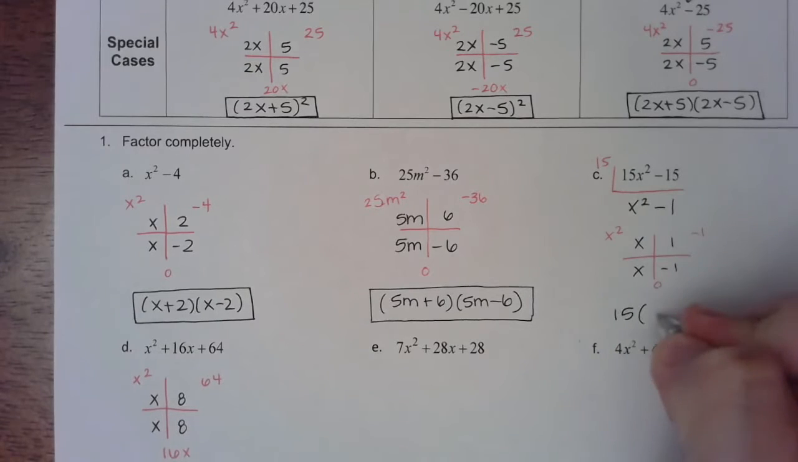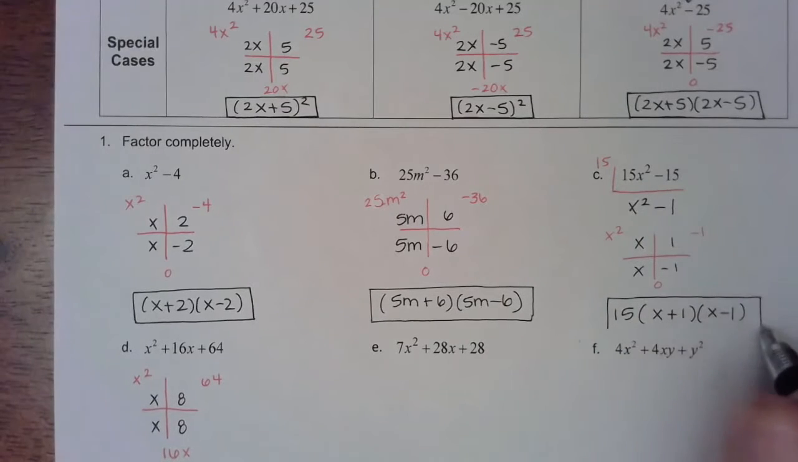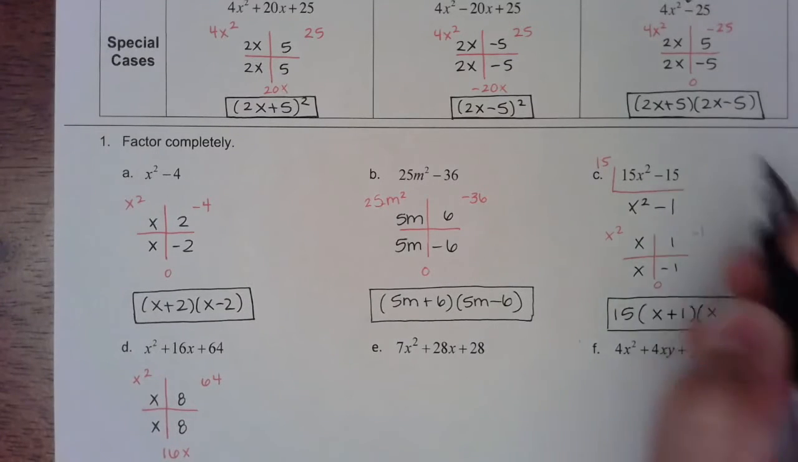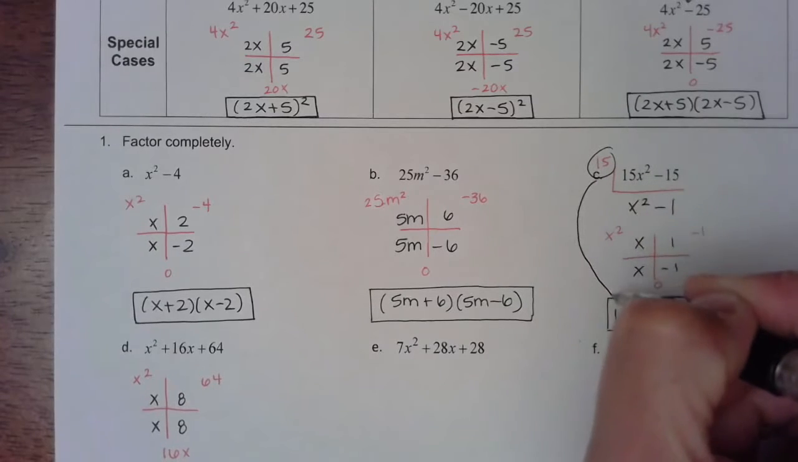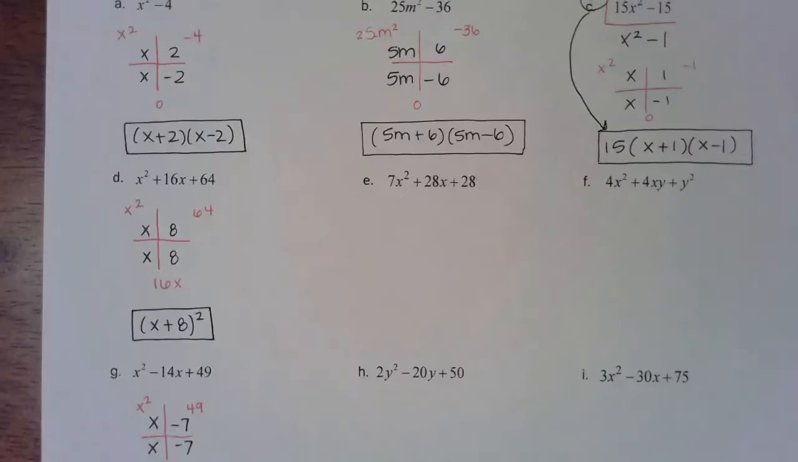When you write the answer, don't forget that number that you started by taking out, that GCF that you hockey sticked out in that first step. A lot of people forget to write that down here in front of their answer, so just make sure that you include that as a part of your answer.